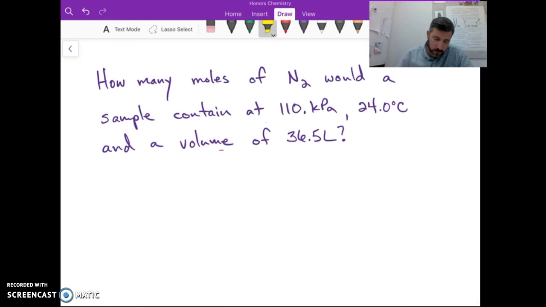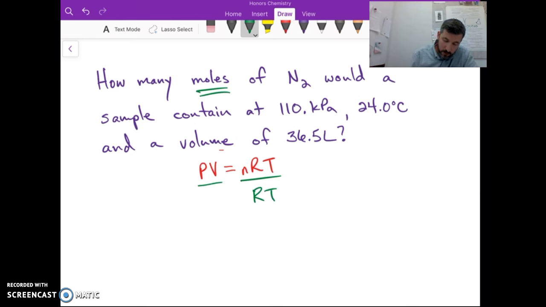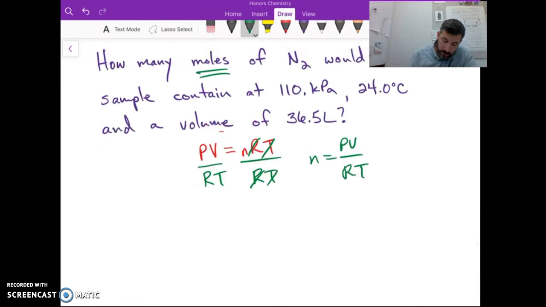How many moles of N2 would the sample contain at 110 kPa, 24 degrees Celsius, and a volume of 36.5 liters? So this is literally just a matter of plugging stuff in the equation. So if I have PV equals nRT, we can rearrange. I like to rearrange usually. I can rearrange the equation to solve for moles, which is N, by dividing both sides by R times T. So that's going to give me N equals PV over RT, and I just plug in my numbers.